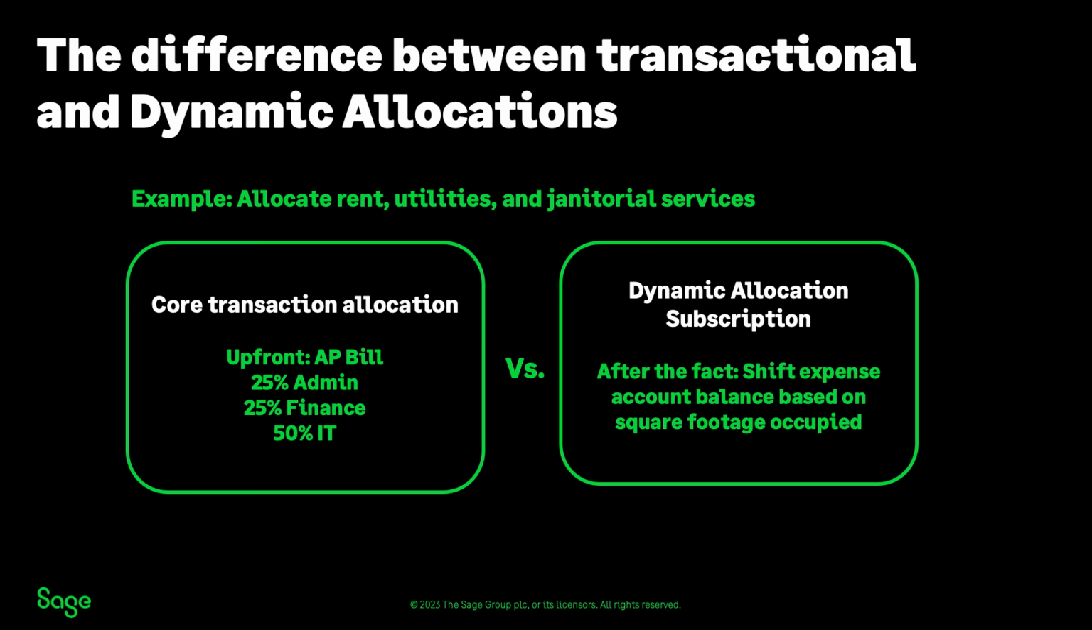So the difference between transaction and dynamic allocations is that with transactional, you pretty much know how you want to allocate the breakdown and it stays fairly static. But with dynamic, the proportional breakout is derived after the fact. These are more periodic allocations and the basis can be driven by both financial or statistical amounts. For instance, we can do it by square footage occupied.